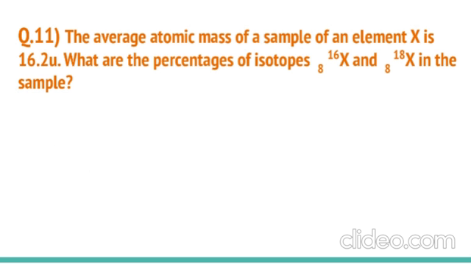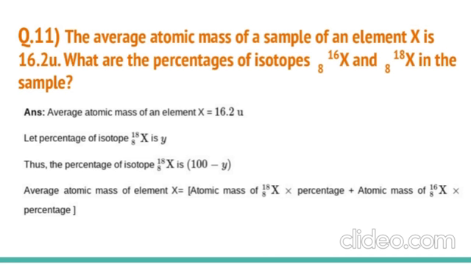Now, the next is, the average atomic mass of a sample of an element X is 16.2 U. What are the percentages of isotope 16X8 and 18X8 in the sample? Now, we have two isotopes over here of the sample X. So now we have to calculate the percentages. So let's do it with the solution.